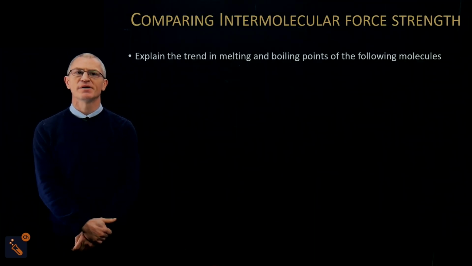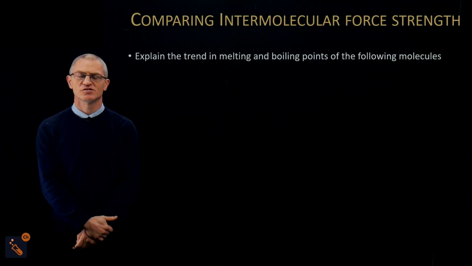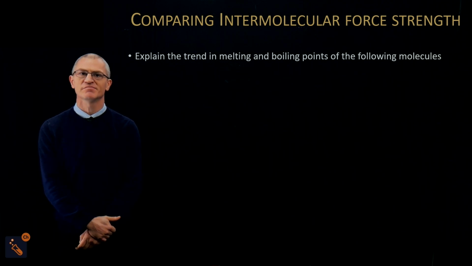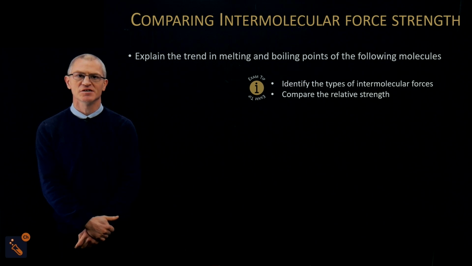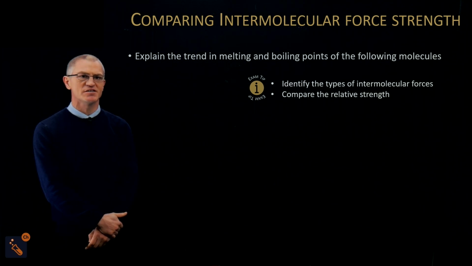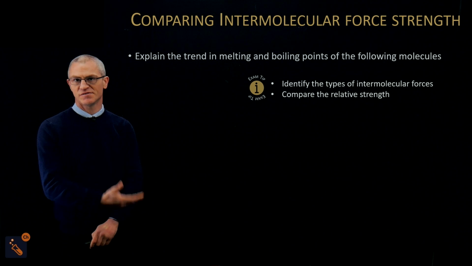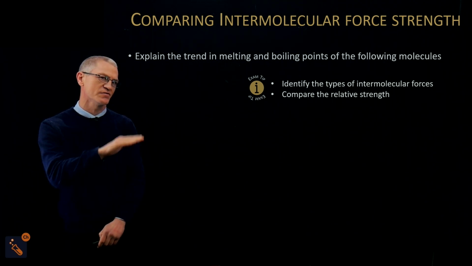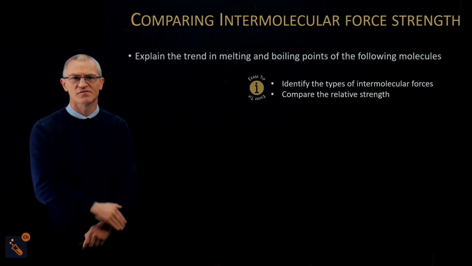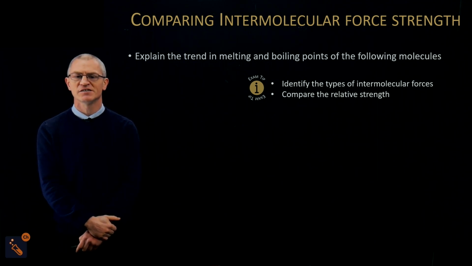We're now going to move on to comparing intermolecular force strength, okay? And we're going to explain the trend in melting and boiling points of the following molecules. Before we do that, let's go over an exam tip. The exam tip is to identify the types of intermolecular forces first. So if you ever have any molecules in front of you, look at them and say, right, what type of intermolecular forces do I actually have? Okay, and then try and compare the relative strength of those.